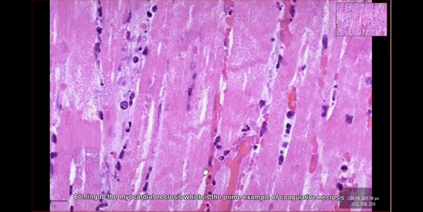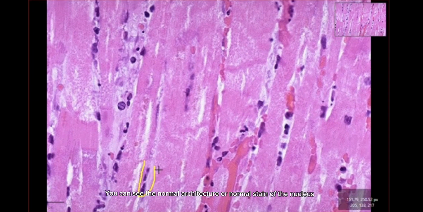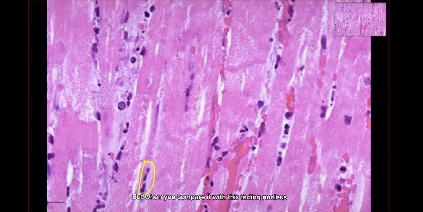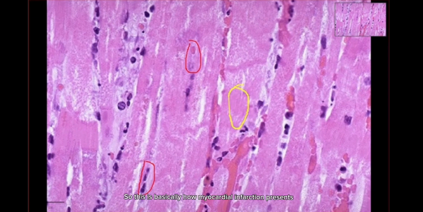Coming to myocardial necrosis, which is the prime example of coagulative necrosis and is evident in this picture. You can see the normal architecture and normal stain of the nucleus, with striated fibers seen in the myocardium, but when you compare it with this, there are fading nuclei and more eosinophilic cytoplasm, and at places you will only find cytoplasm and no nucleus. So this is basically how myocardial infarction presents.